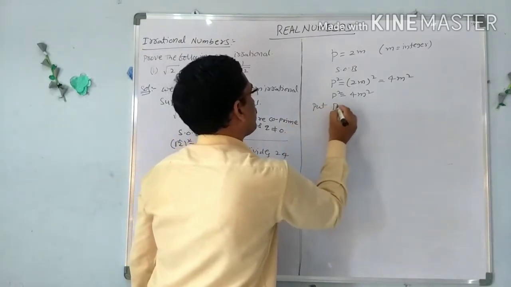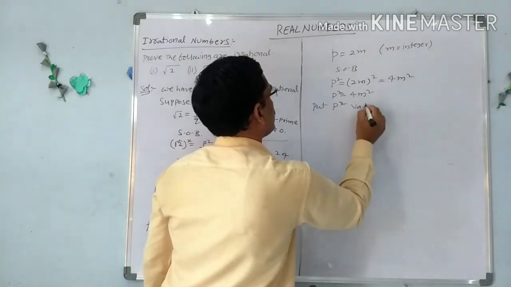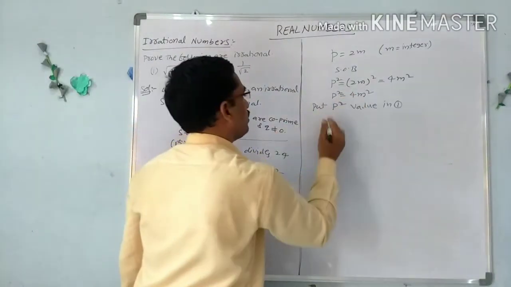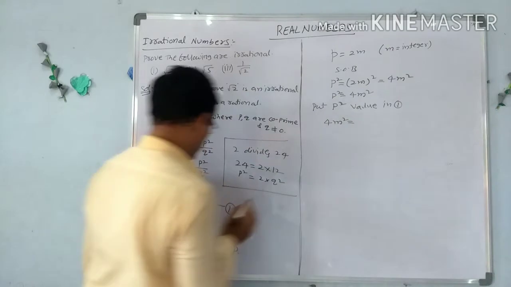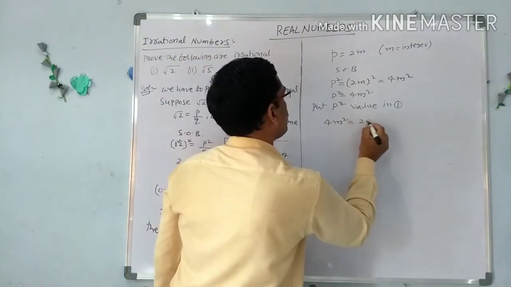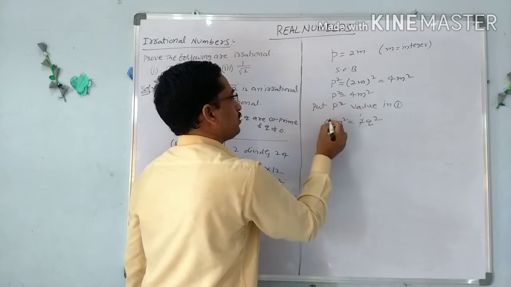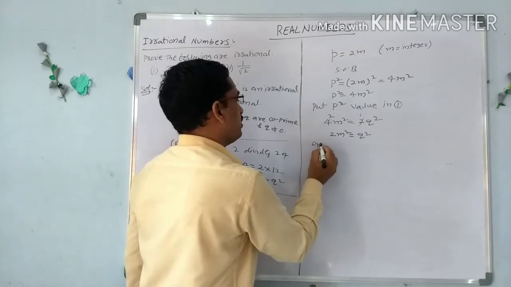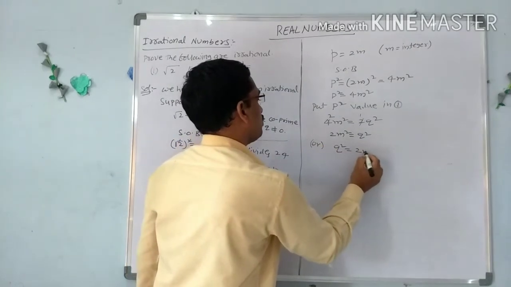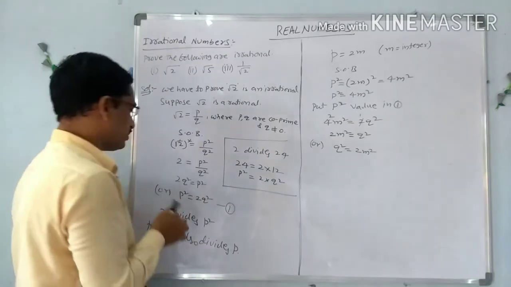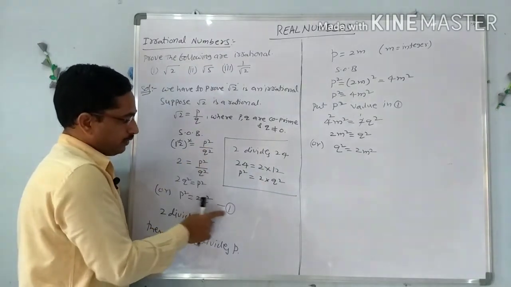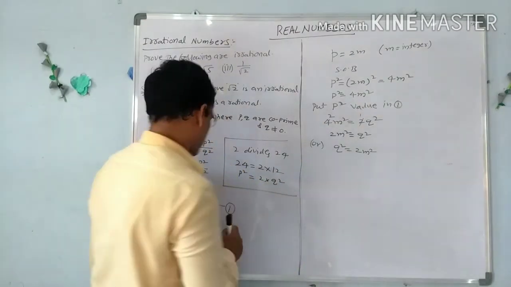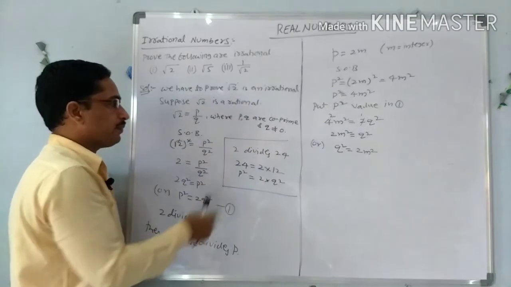Put the p square value in equation 1. What is the p square value? 4m square equals, on the right side of equation 1, 2q square. Cancelling 2 on both sides, 2m square equals q square, or q square equals 2m square. Here again the step of equation 1 is repeated: p square equals 2q square, and q square equals 2m square.